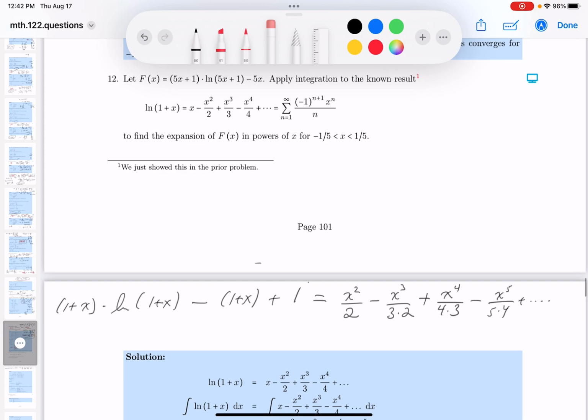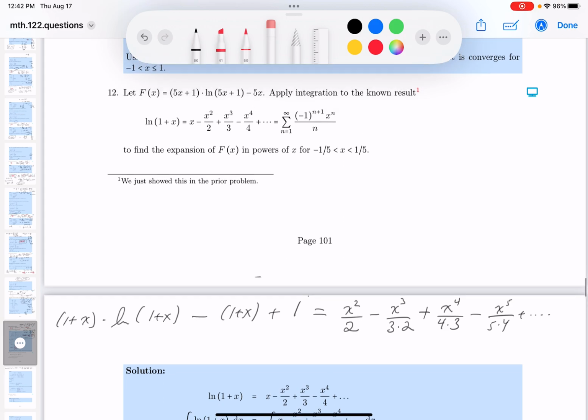But I got this relationship over here. Someone says, I don't even remember why you did that. I did it because I want to get a different series. But before I do that, I want to just simplify a tiny little bit. So I'm going to write it as, let's see, 1 plus x, natural log of 1 plus x. And then what do you get? You get minus 1 minus x plus 1, which would just be minus x. And what does that equal?